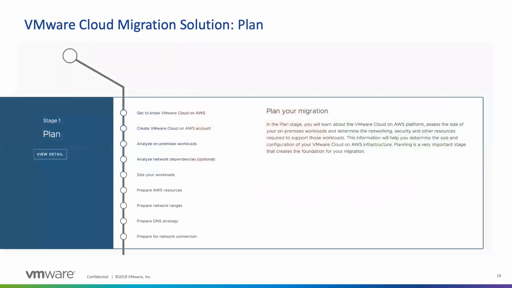So if we look at the plan phase, it's pretty basic. We get to know VMware Cloud on AWS. That's kind of what we just did in the early part of this presentation. Create your VMware Cloud on AWS account. You want to analyze your on-premises workloads. And there could be any number of ways to do that. You basically want to get what's my CPU, memory, and storage demand on these workloads. You want to get some form of output of that. It could be LiveOptics. It could be vRealize Operations. It could be third-party tools, right? Even something as simple as RVTools, if you don't have a tool in place, could serve that purpose. But you need to get some baseline of what the demand is for these workloads.